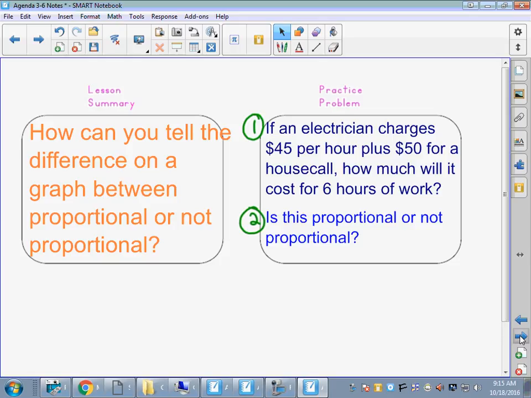A similar question would be the one I mentioned about the waitress or a waiter, doesn't matter. If they make a certain amount of money plus they make tips, is that proportional or not proportional? I'm going to ask you that in class when we talk about this.